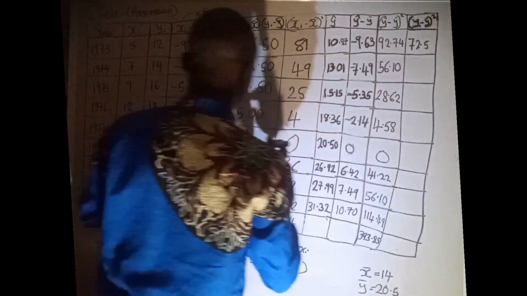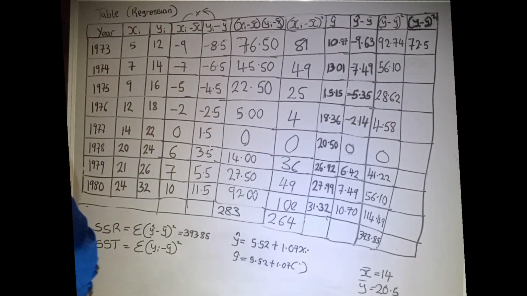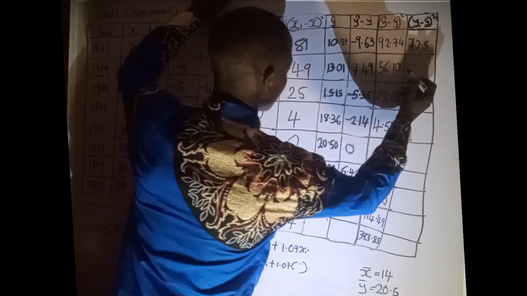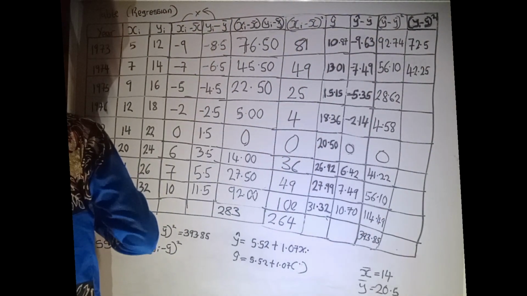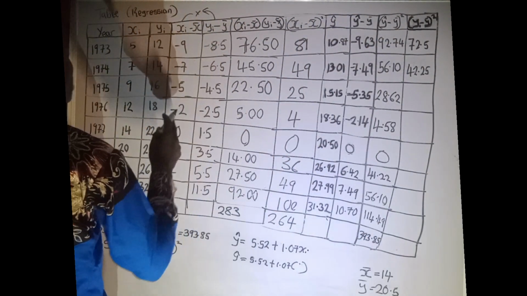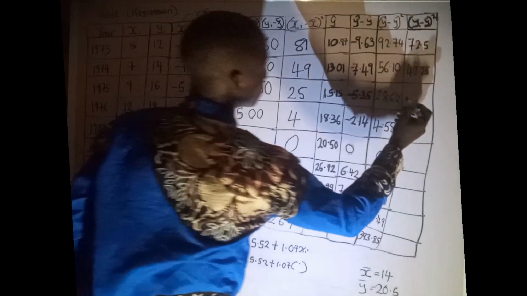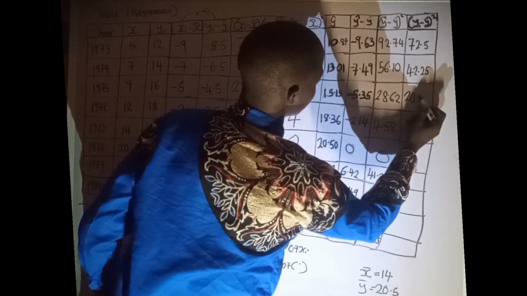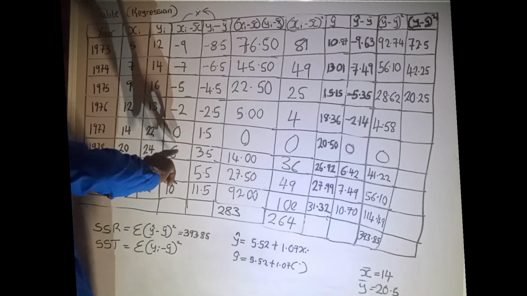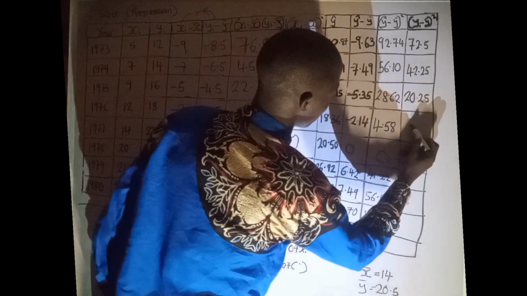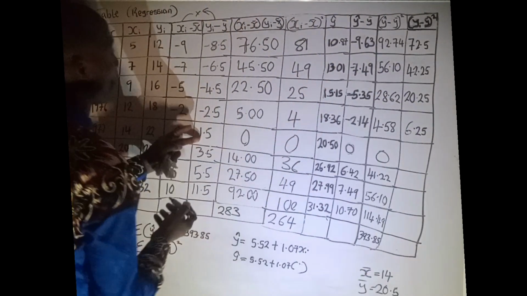72.25. For the next cells, I'm going to square minus 6.5. The square of minus 6.5 is 42.25. For the next cells, I'm going to square minus 4.5, and that value is 20.25. For the next cells, I'm going to square minus 2.5. If I square minus 2.5, the value is 6.25. Therefore, for the next one now, I'm going to square 1.5.